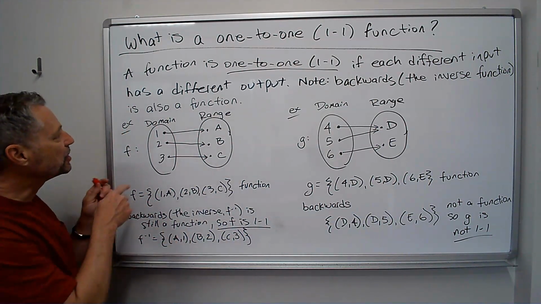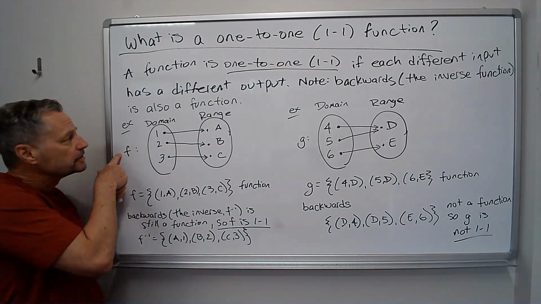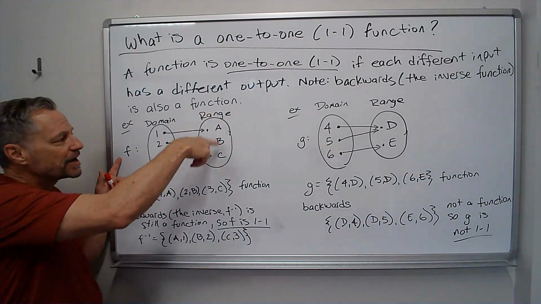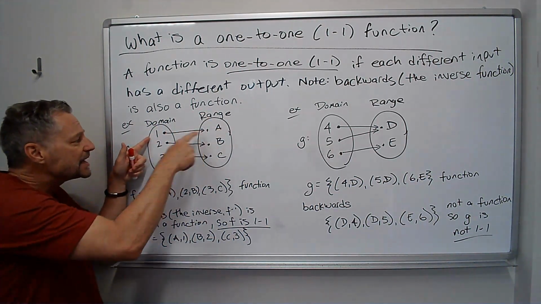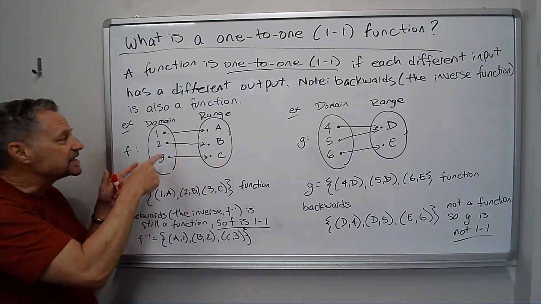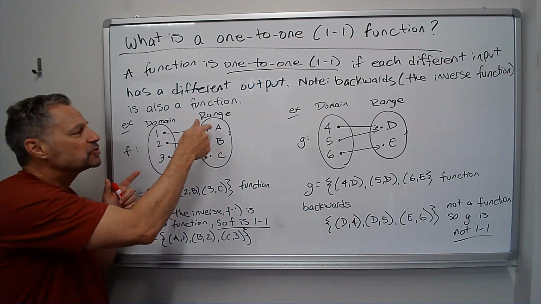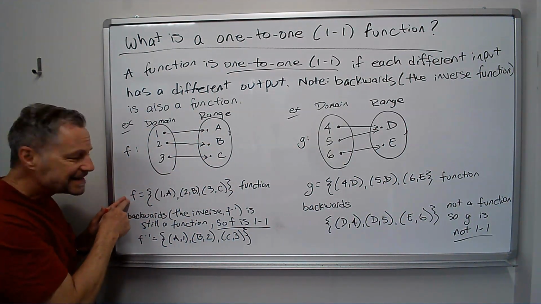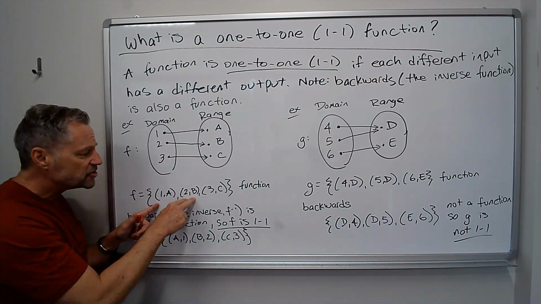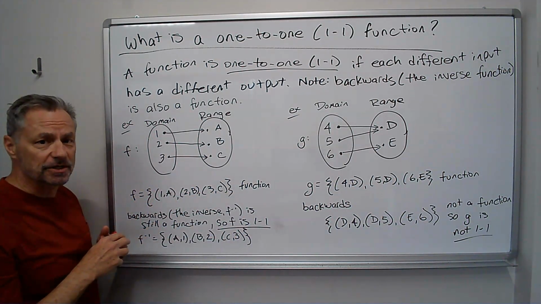So here's an example. I've got f. The domain is 1, 2, 3. The range is A, B, and C. 1 goes to A, 2 goes to B, 3 goes to C. So each of the different inputs goes to a different output. If I write that out as points, 1A, 2B, 3C, you see that's a function.